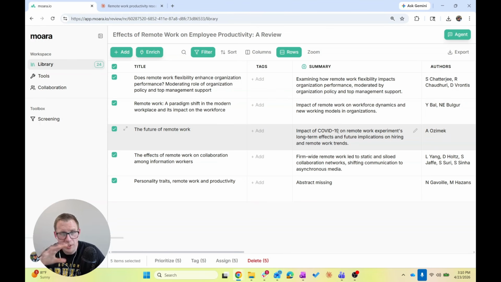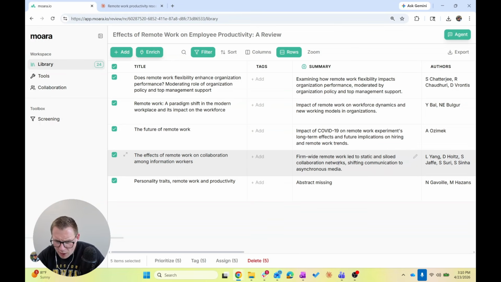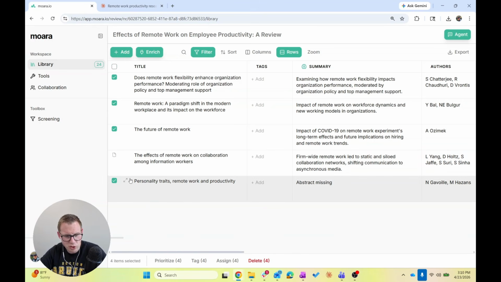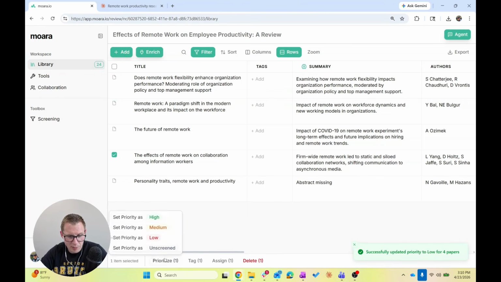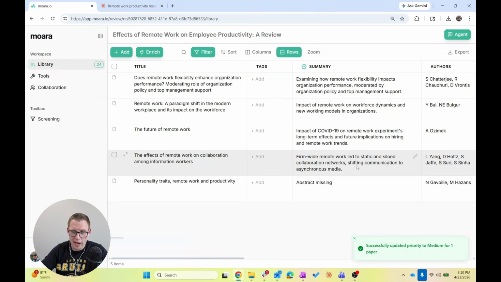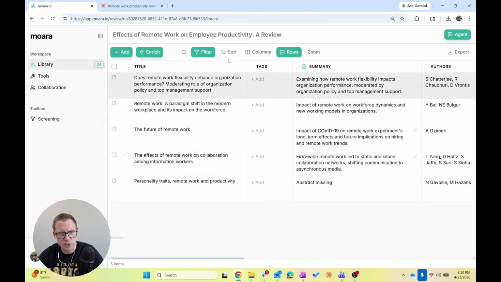Good example of something that I don't think gets at our core research problem. Firm-wide remote work led to static and siloed collaboration networks. I do find that interesting. So here's all I'm going to do. Abstract missing here. Ideally, I'll take the time to fill that in. I'm going to go ahead and prioritize these as low. I'm going to pick that one, prioritize as medium, because I did mention collaboration, innovation. I want to understand some of those factors as well.